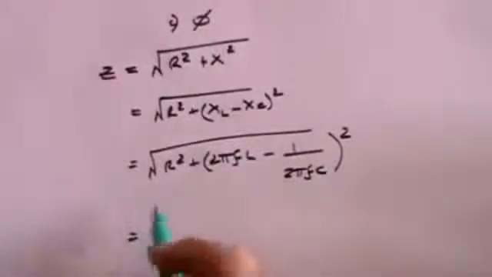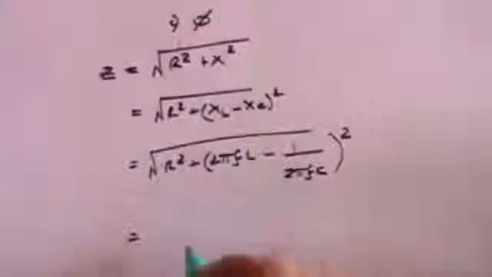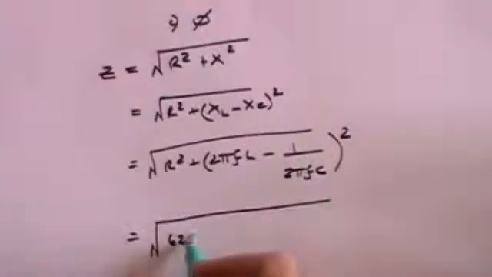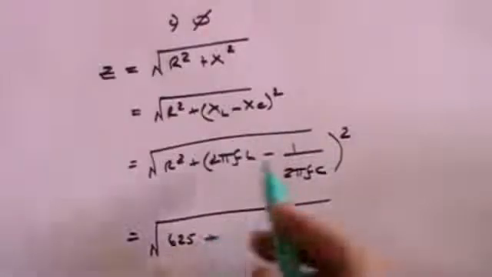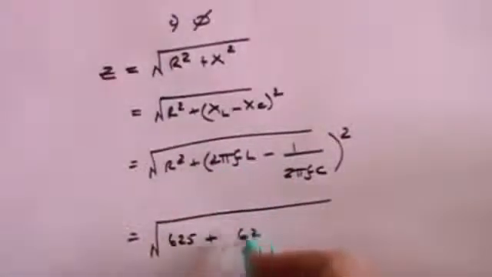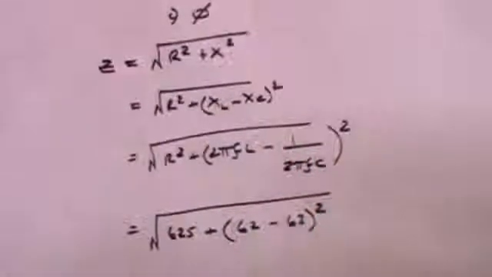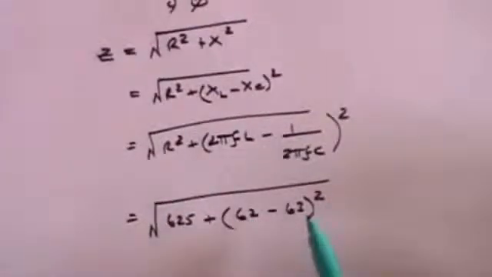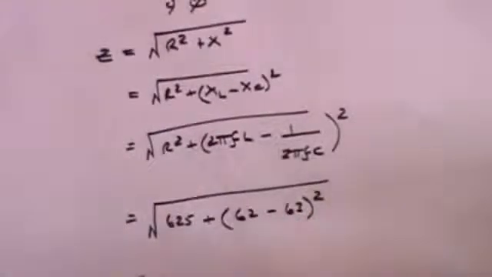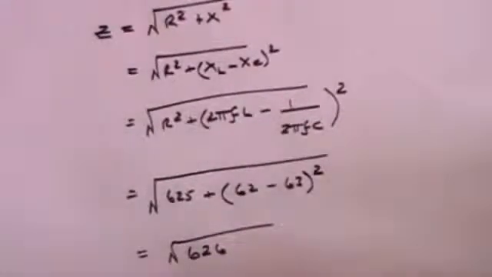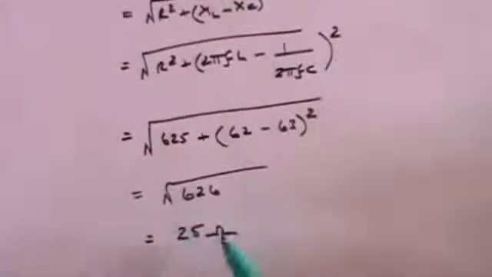And if you substitute in here, R, remember, was 25, so the 25 squared is 625, plus, if you work this out, you get 62. If you work this out, you get 63, all squared. So 62 minus 63, you're almost at resonance. This is almost 0. And that will come out to the square root of 626, which is broadly 25 ohms. So the net impedance of the entire circuit is 25 ohms.